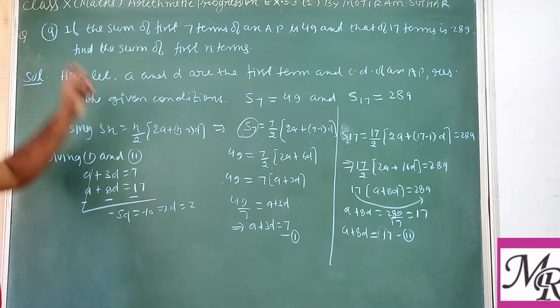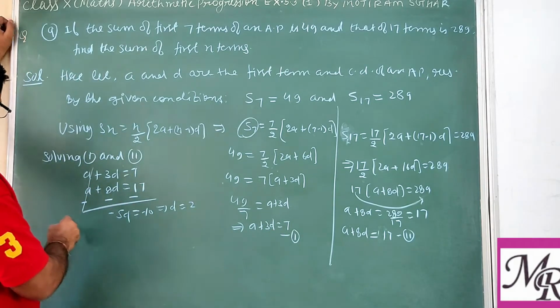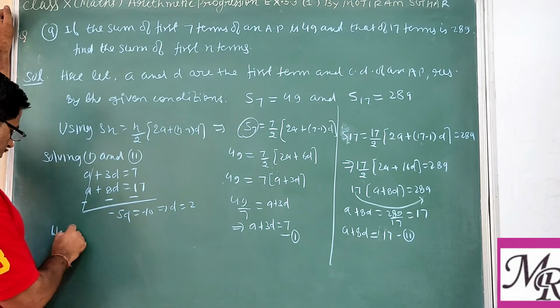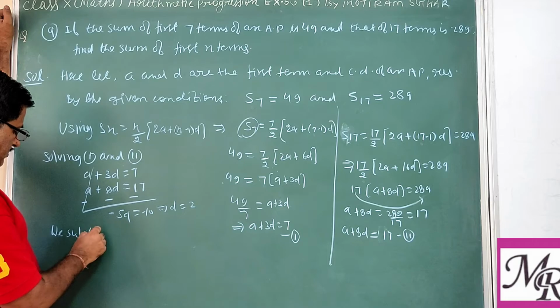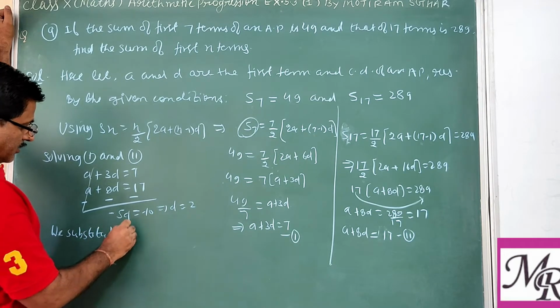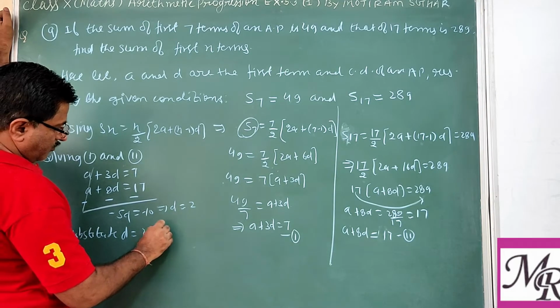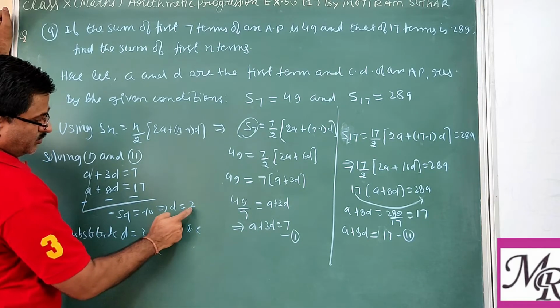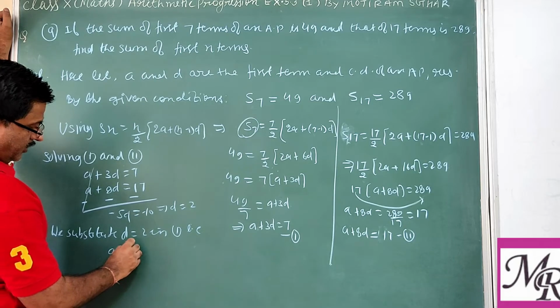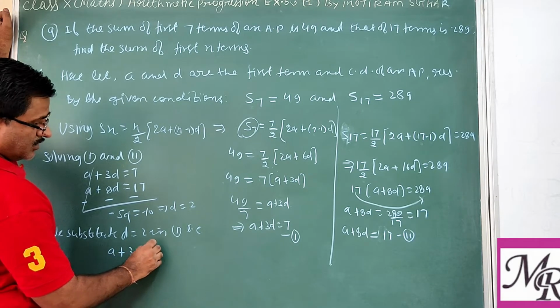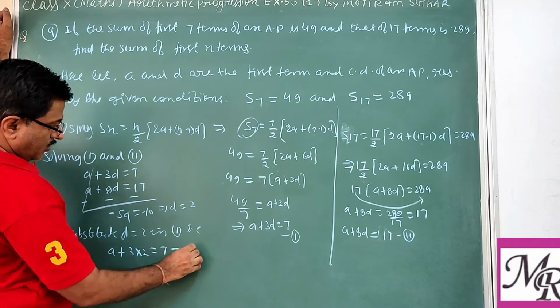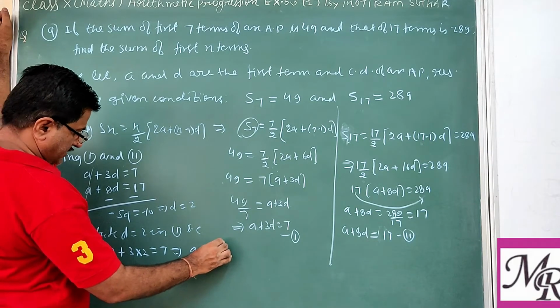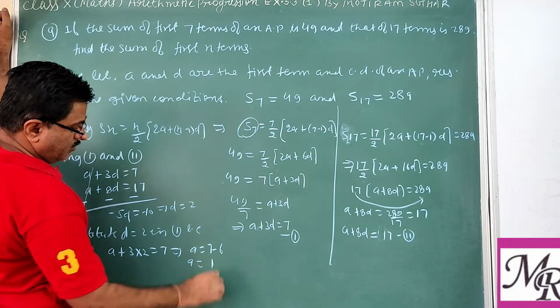Now this value of d we put in 1. We substitute d equal to 2 in 1. That is, in this you can put d as 2 to find the value of a. So a plus 3 into d equal to 7, or a equal to 7 minus 6. So a equal to 1.